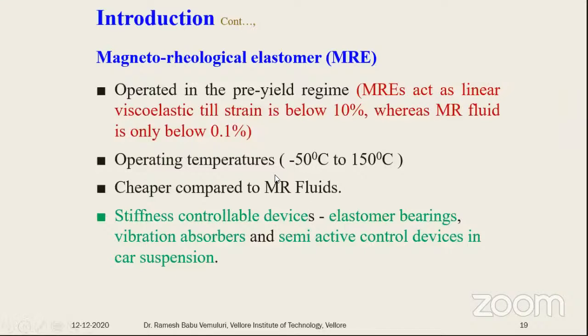Then operating temperatures are minus 50 degrees centigrade to 150 degrees centigrade, and it is cheaper compared to the MR fluids. That is the major advantage here. If you go for the anisotropic, it is somewhat costlier, and compared with that, the isotropic MREs are easier. Then various applications: stiffness controlled devices called elastomer bearings, vibration absorbers, semi-active vibration control devices, car suspension, etc. Anyway, these applications we'll see in detail.